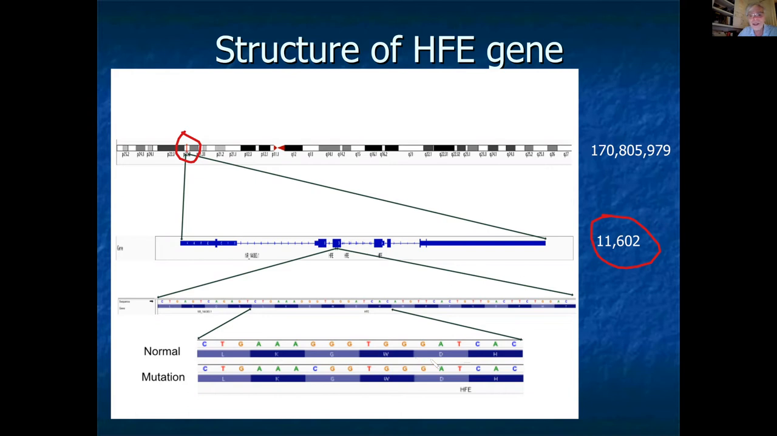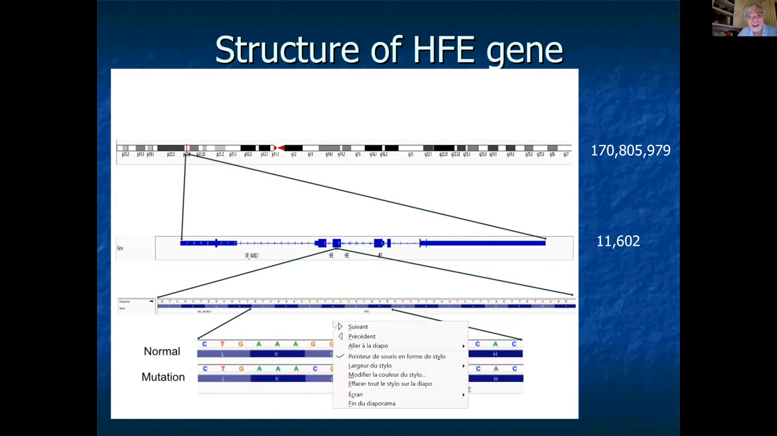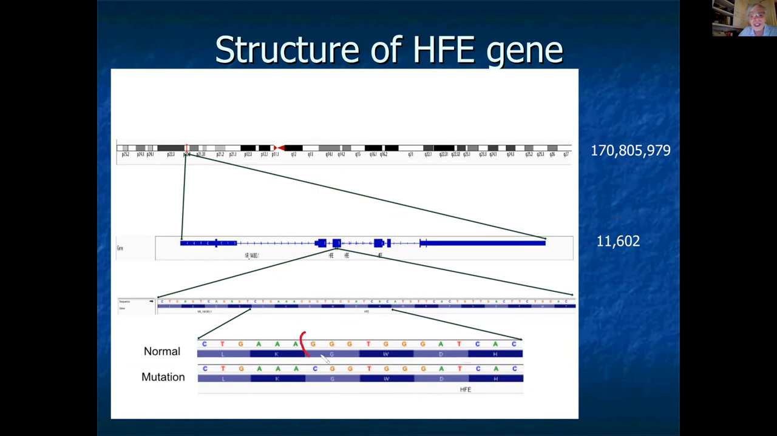So here you have a part of the sequence of the HFE gene, in a normal person and a person who has the mutation. And if you look, they are exactly the same, except for that letter. You see a G here has been changed to a C caused by the mutation. And it's just one letter in our genetic code that is responsible for the hereditary hemochromatosis.